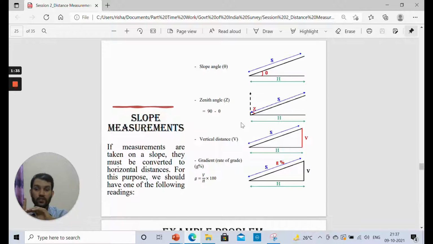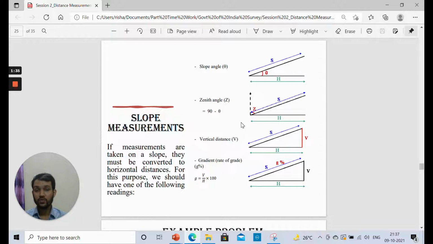Okay, so if s is known to you and v is known to you, then you can calculate the horizontal distance between 2 points simply by Pythagoras theorem, using square root of s square minus v square. That slope distance s, the sloping distance, is known to us, so square root of s square minus v square gives us the horizontal distance between those two stations. Okay, so this is how we can do it.